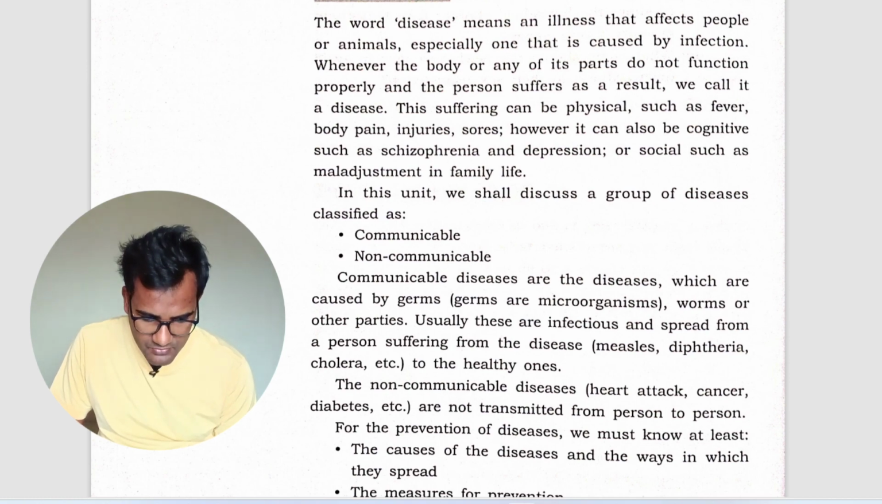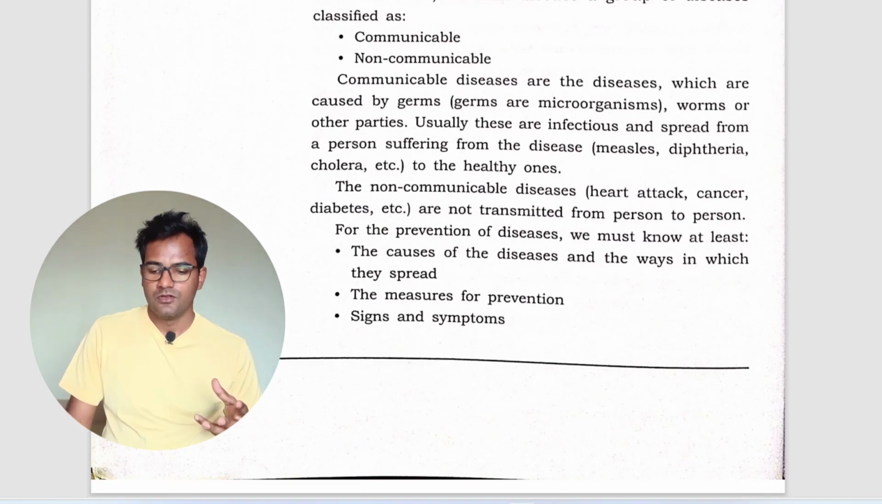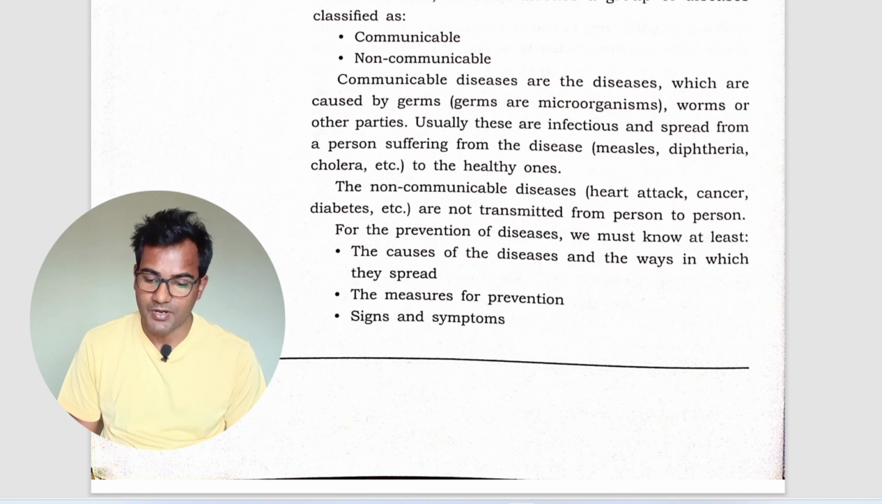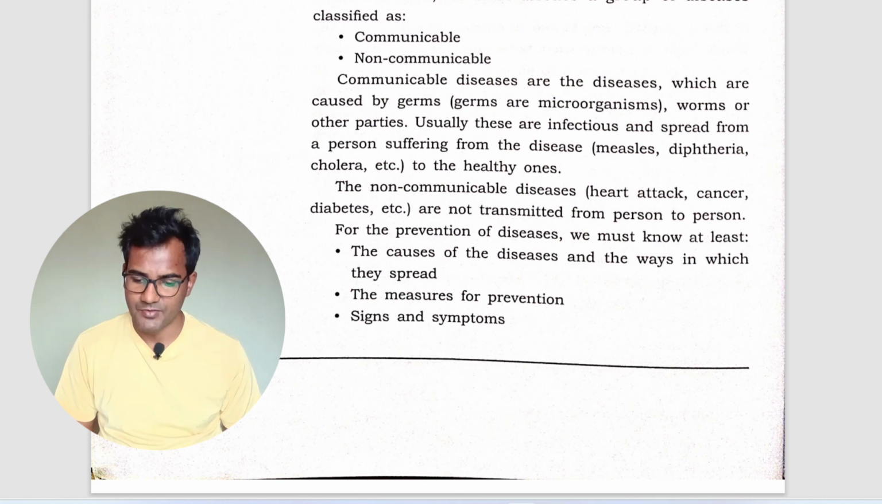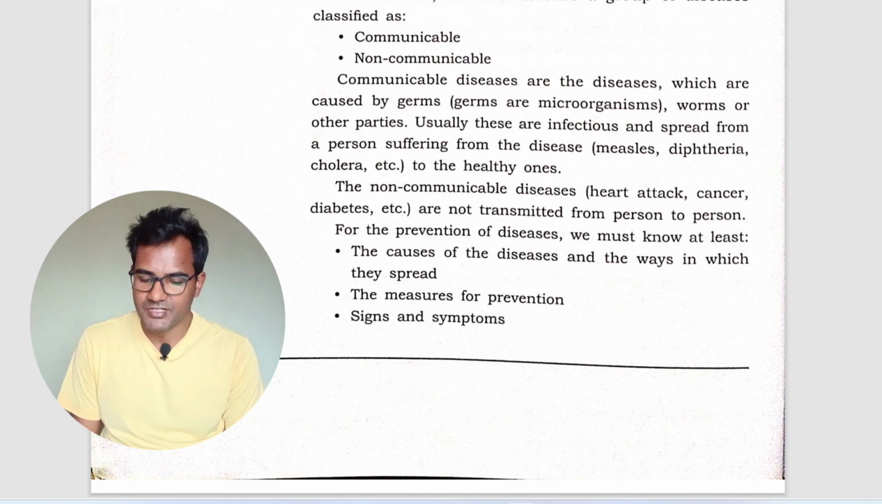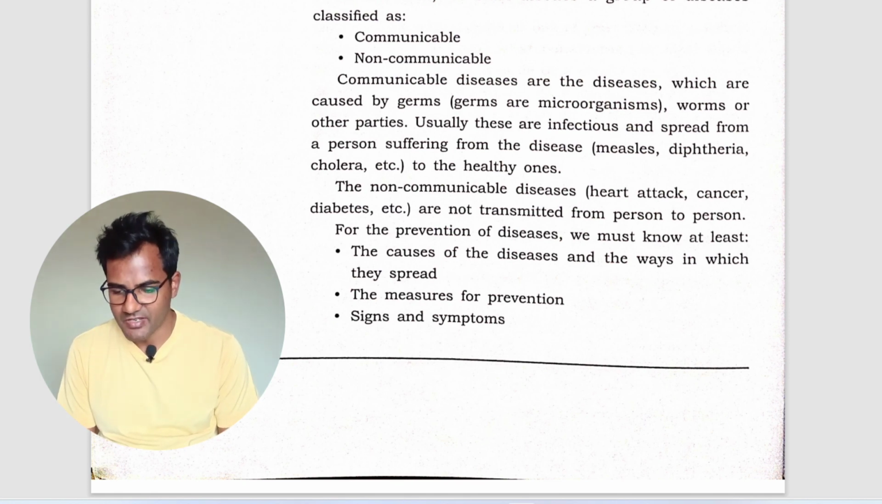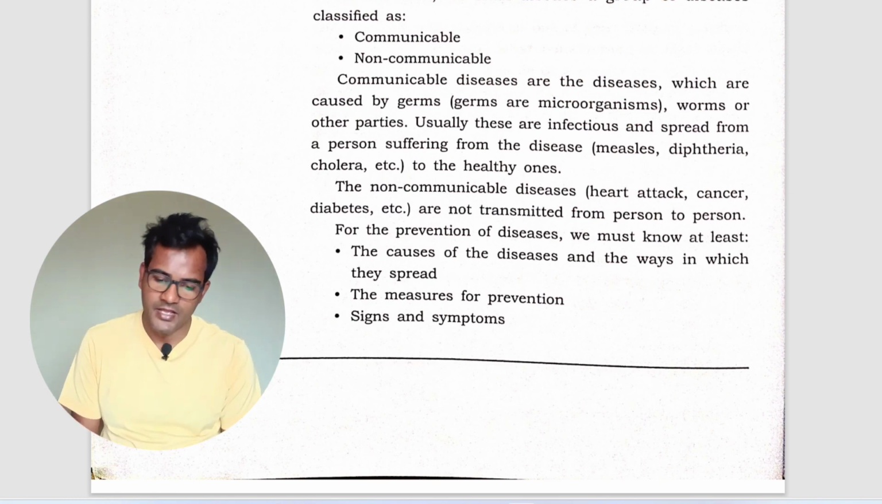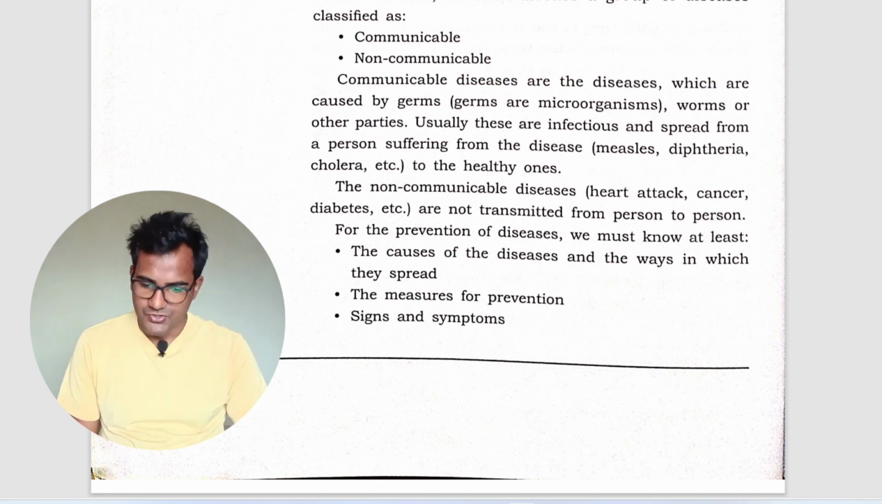Alright, so let me go and see what we have. Communicable diseases are the diseases which are caused by germs or microorganisms, worms or other parasites. When somebody is suffering from a communicable disease, he or she might be infected with microorganisms like bacteria, virus, fungi, right? Usually these are infectious and spread from person to person, like measles, diphtheria, cholera, to the healthy ones. They have given the examples of communicable disease: measles, diphtheria and cholera. These are diseases caused by bacteria, viruses and fungi and are transmitted from one person to another, right?